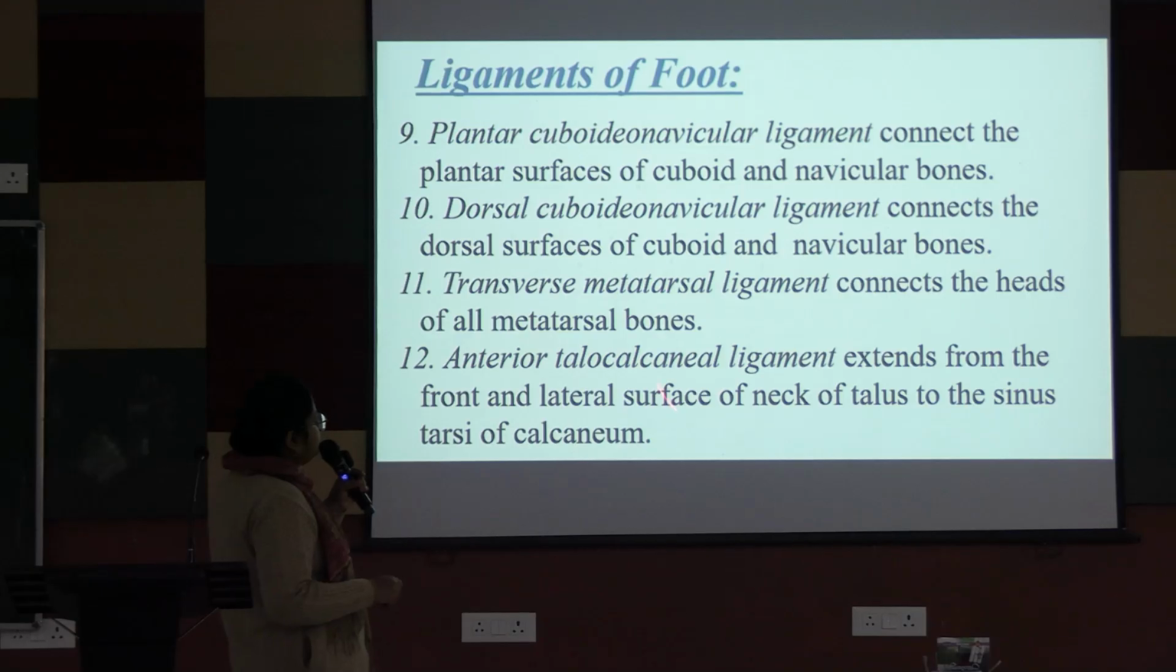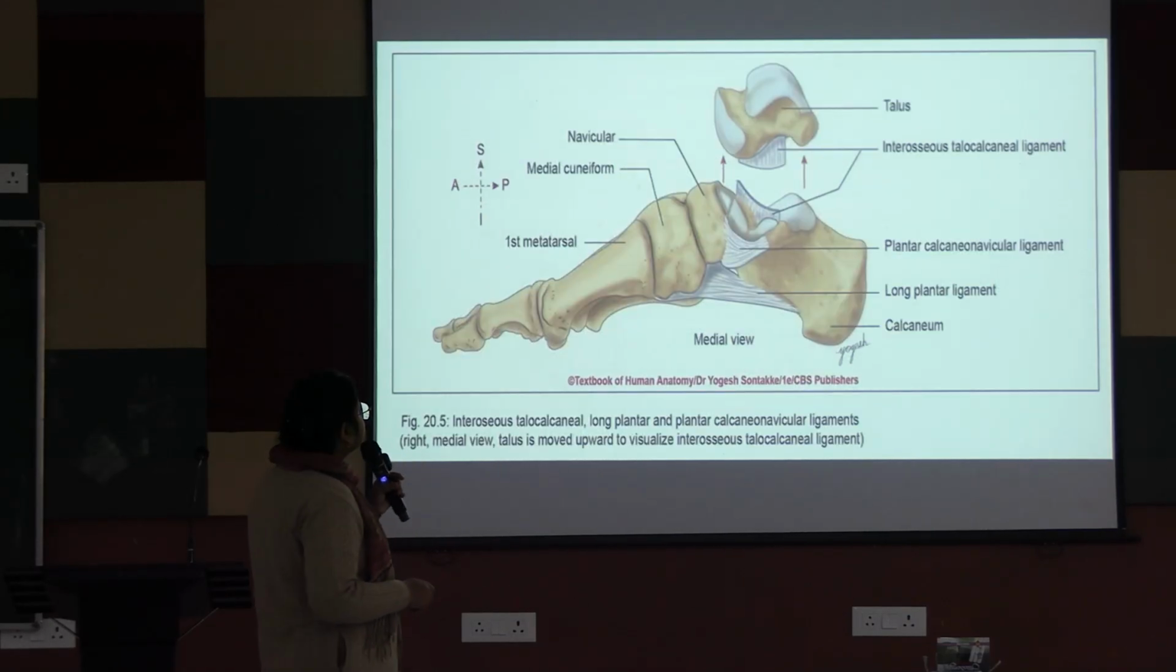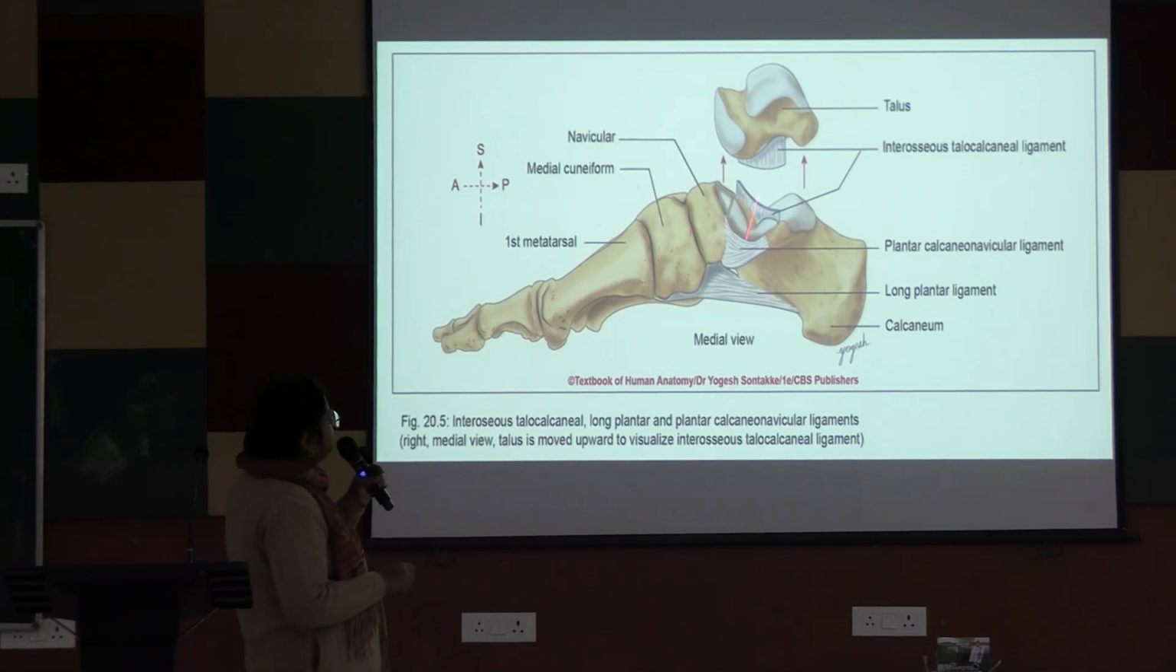The anterior talocalcaneal ligament extends from the front and lateral surface of the neck of the talus to the sinus tarsi of the calcaneum. See, this is the plantar calcaneonavicular ligament or spring ligament. This is the long plantar, and just beneath the long plantar is the short plantar. And this is the interosseous talocalcaneal ligament connecting the sulcus calcanei with the sinus tarsi. We have seen this in these bones.